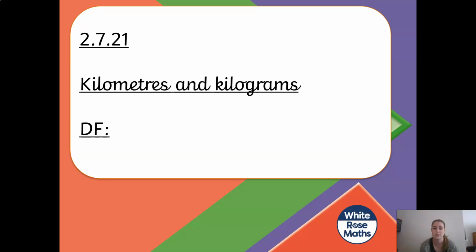So you will already have looked at kilometres yesterday. So today we're going to recap and have a look at kilometres and kilograms.